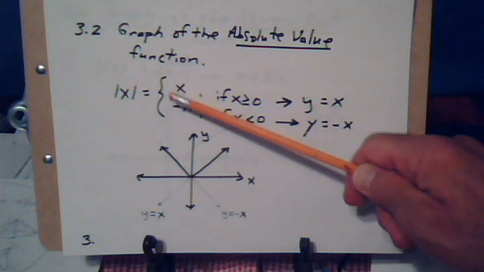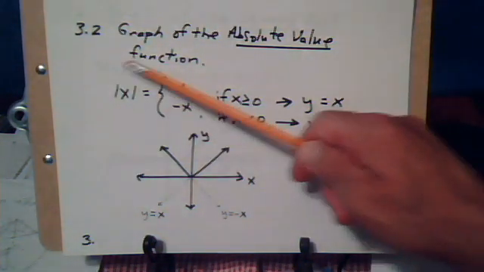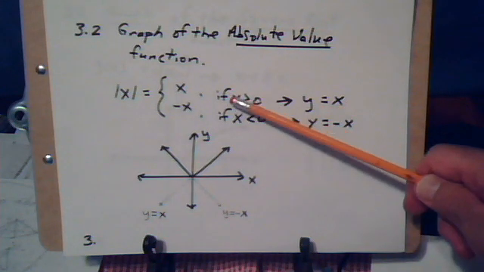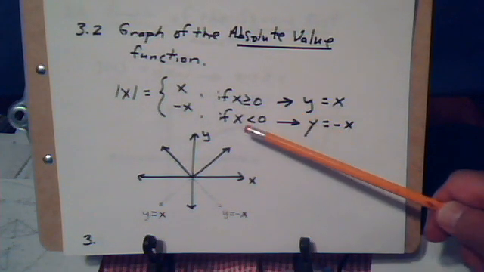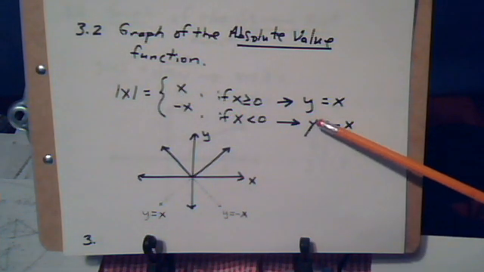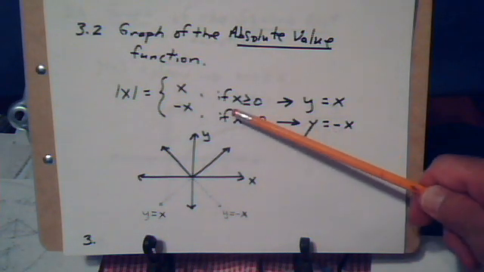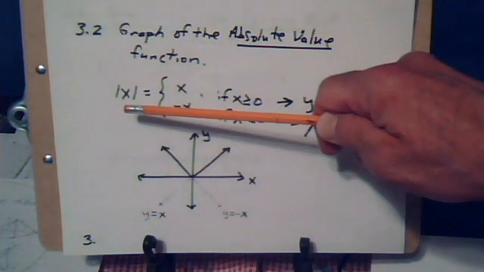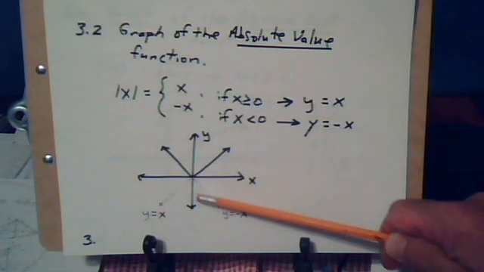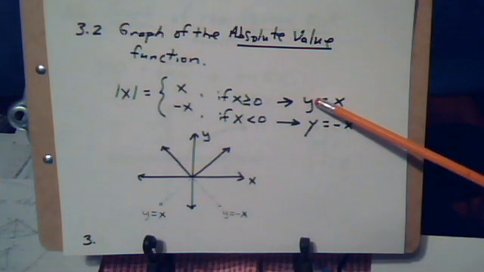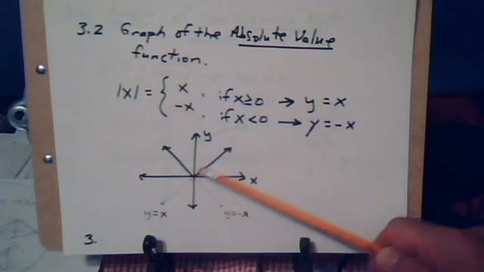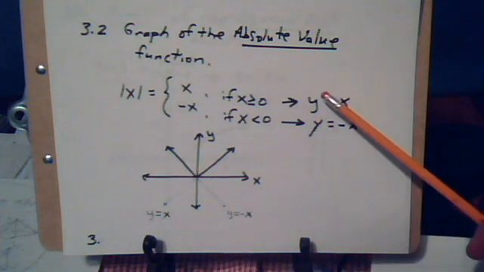So again, each one of these is an equation. This would be your y. So you're going to let y equal x if x is greater than or equal to 0, and y equal negative x if x is less than 0. So you could draw this line and then remove this part. This one that's going up is y equals x.